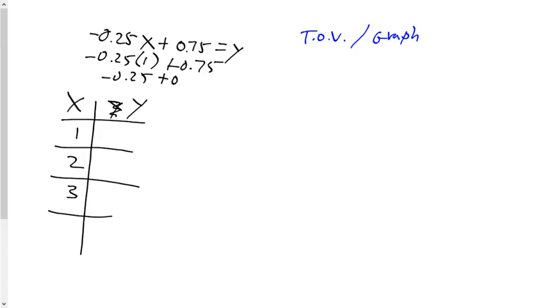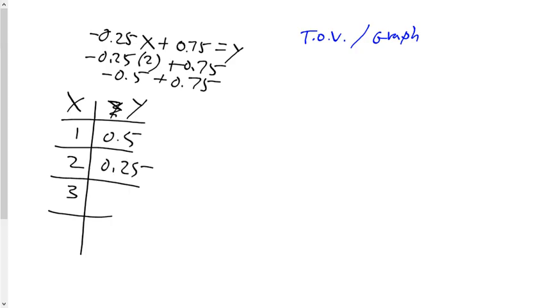Substitute this. What will that work out to be for the y value? If you can do it in your head, great. If you can't, use your calculator. It is positive 0.5. When you substitute 2 in, you get, oh, sorry, I forgot to put that in there. You get 0.25. And you could probably guess what 3 will be, correct? Based on the pattern, we know it's 0, but we'll just double check. And it is because a negative and a positive of the same value will make 0.